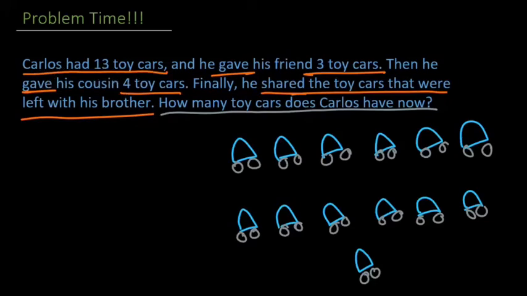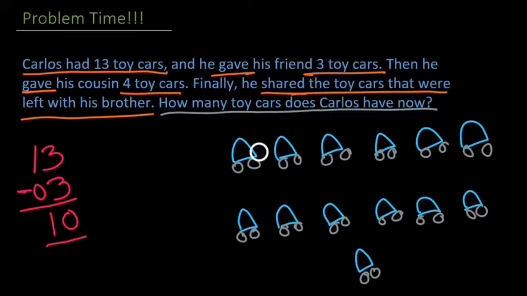Carlos had 13 toy cars. He had 13 cars in the first place, and he gave his friend 3 toy cars. Gave means subtraction. It is taking away from the 13. So he gave his friend 3 toy cars. Now we subtract. 3 minus 3 is equal to 0, and 1 minus nothing or 0 is equal to 1. So our answer is 10.